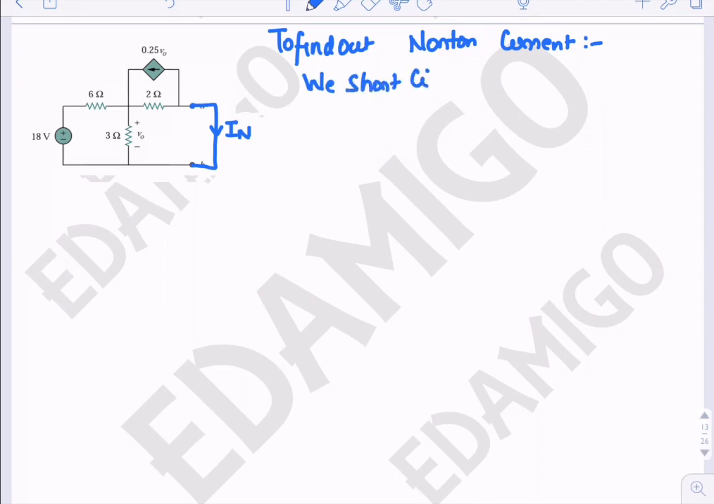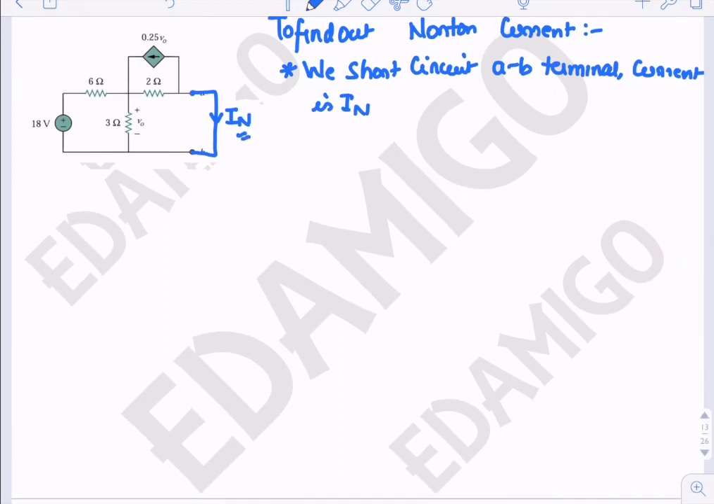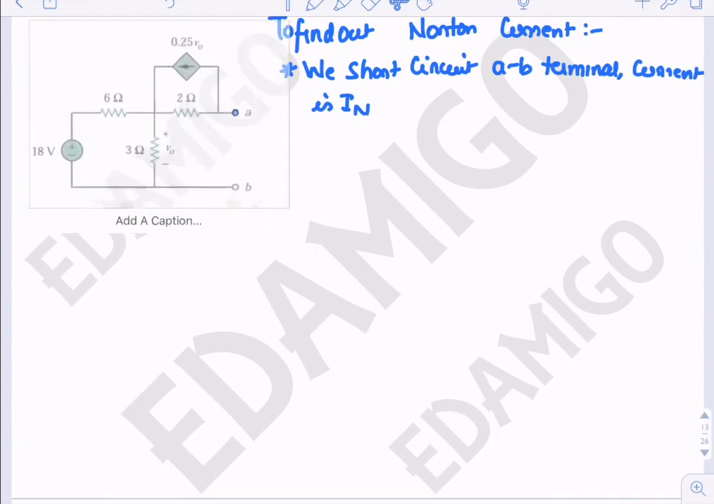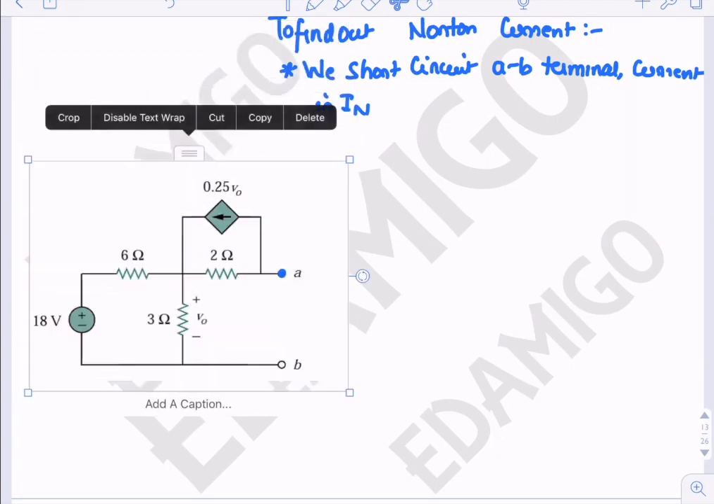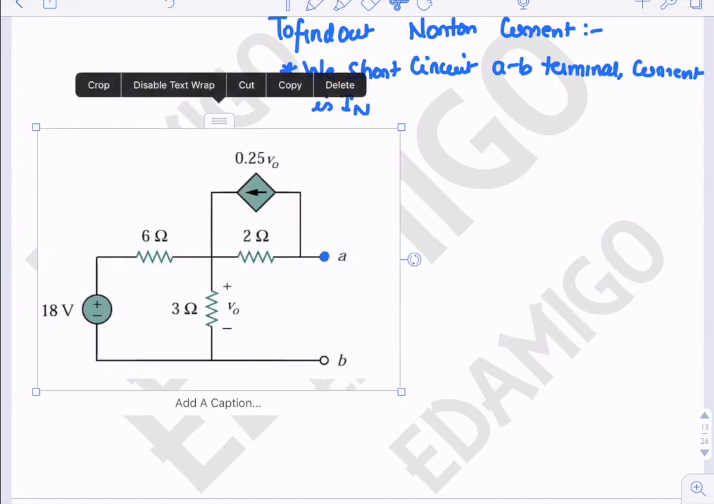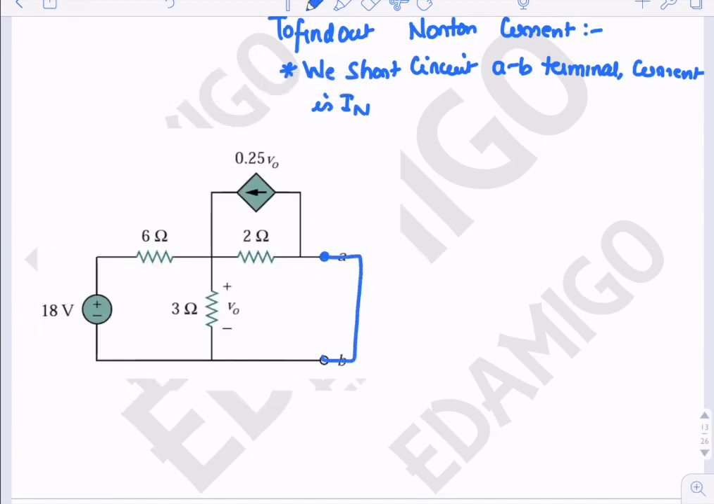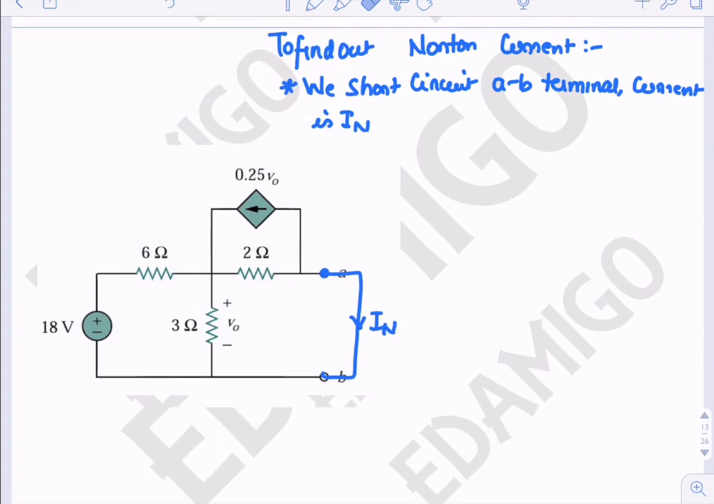We short circuit A and B terminals. Current is IN. Now let's solve the circuit to find out this current IN. I think I have to make a bigger circuit. So to solve, I short circuit them and the current is IN.